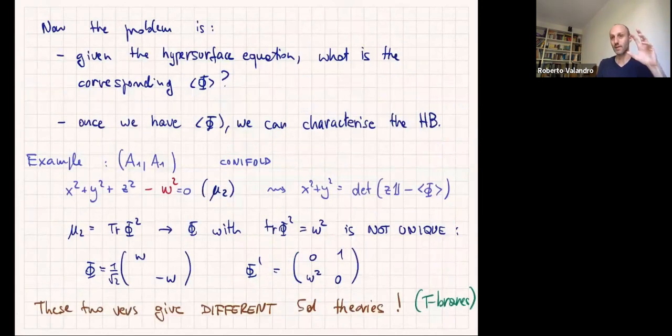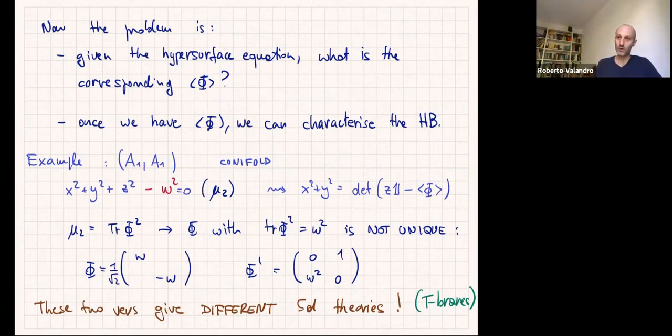Well, now the problem is different. So we want to take this class of manifolds. Now we have the equations, and we want to study the Higgs branch by constructing a Phi, a field vev, that is producing that equation. Okay, after we have the field vev, we can compute the number of modes, the symmetry, etc.